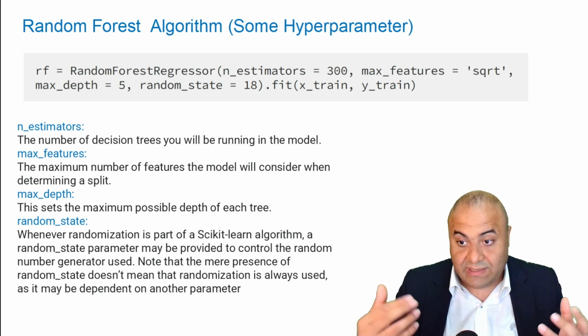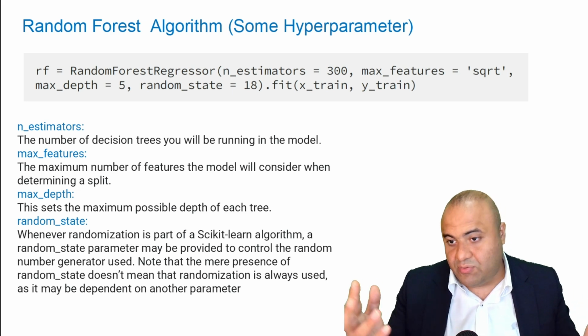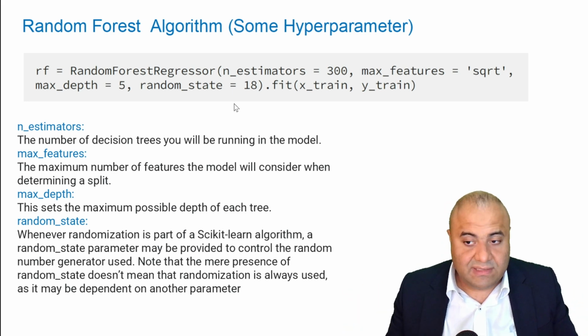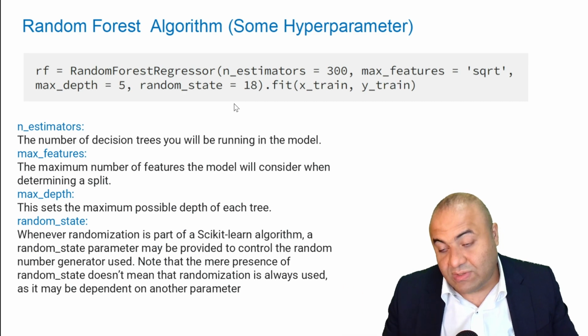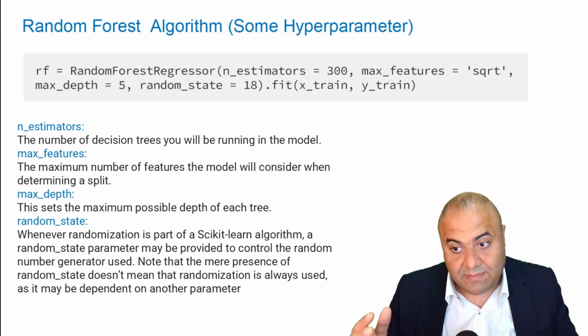It is like when you're using a random generator, you can put in anything. Here we have 18, but it really doesn't matter. You can put 25, you can put 2525, it doesn't matter.